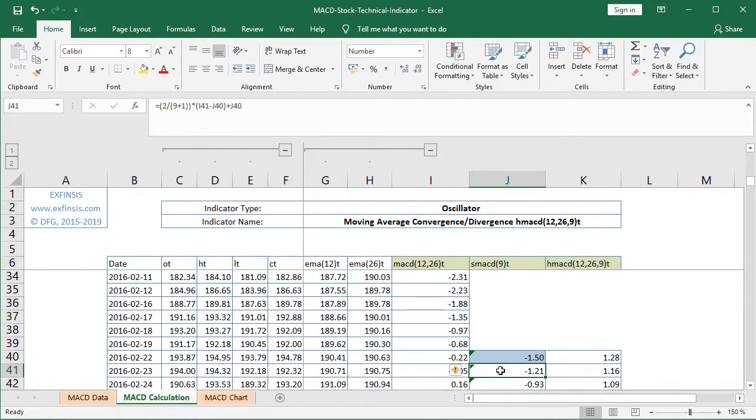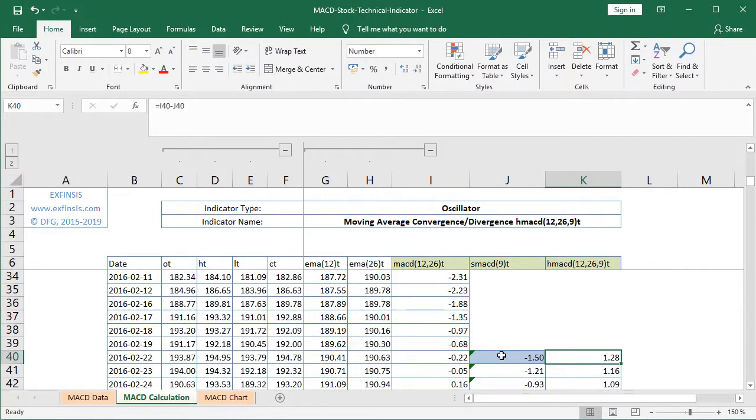From the following row onwards, which is J41, we see it equals 2 divided by 9 plus 1, now the exponential moving average is of 9 periods, multiplied by I41, which is the current period MACD, minus J40, the previous period signal or exponential moving average, plus that result plus J40, which is the previous period's MACD signal. And last, we have the calculation of the MACD histogram. The first of this at K40 is equal to I40, which is that same period MACD, minus J40, that same period MACD signal. Excellent.